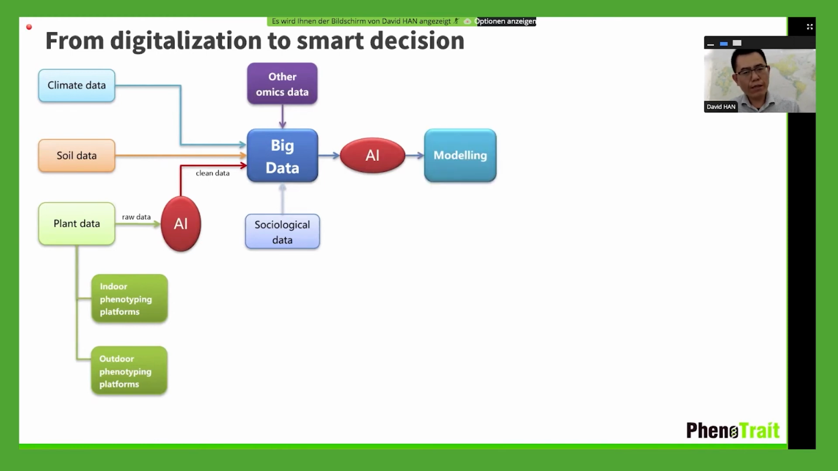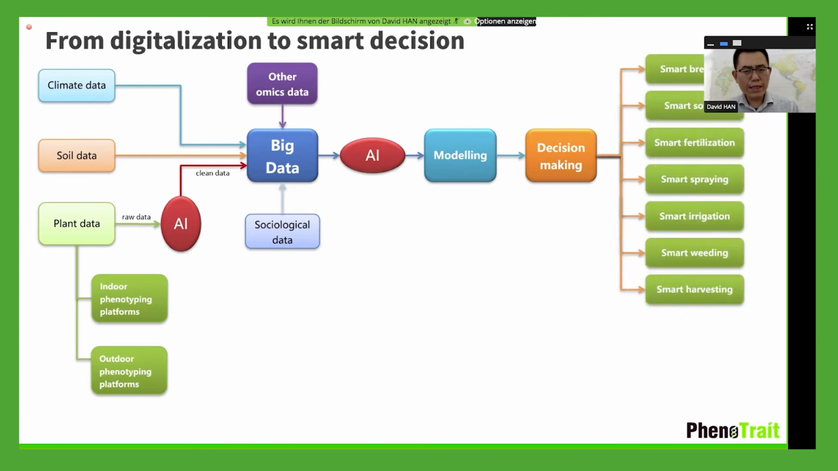So we have the modeling process. We need artificial intelligence to be involved, but modeling is not the end. Our purpose is to make a smart decision. This is what we call smart agriculture. After making the smart decision, we hope to have smart breeding, smart sowing, then fertilization, smart spraying, irrigation, weeding, and harvest. But that's not the end.